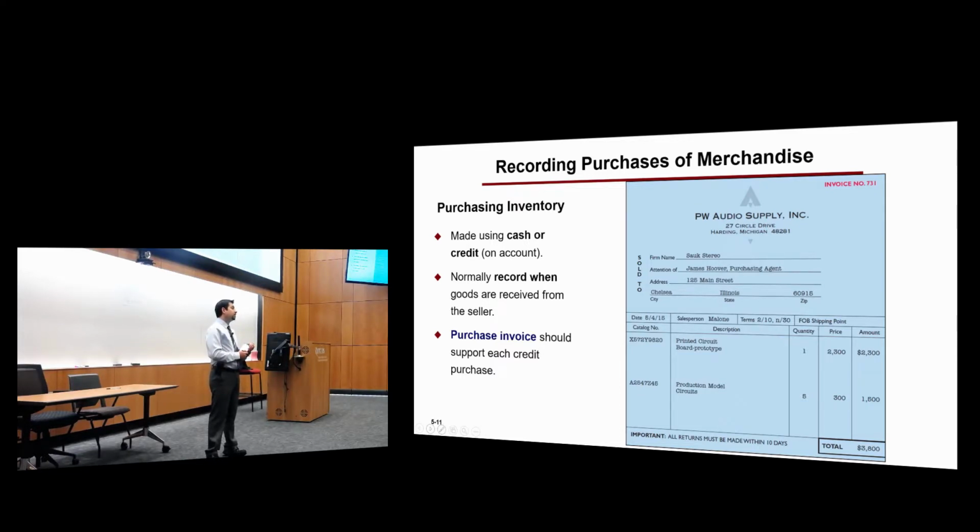By the way, in the syllabus, I think I made a mistake. I put appendix A. That's not the appendix that we're responsible for. It's appendix B, which talks about the periodic system. And the next chapter will talk mostly about the periodic system and how we estimate inventory amounts.